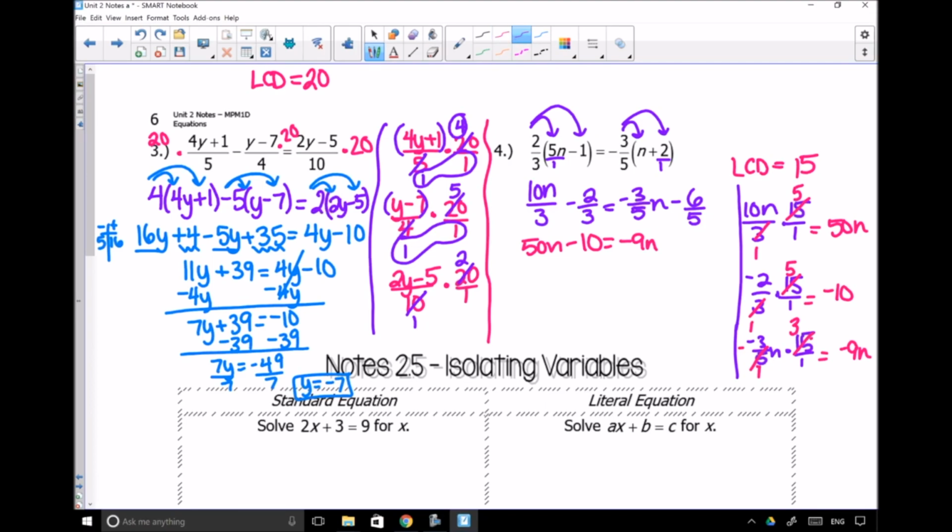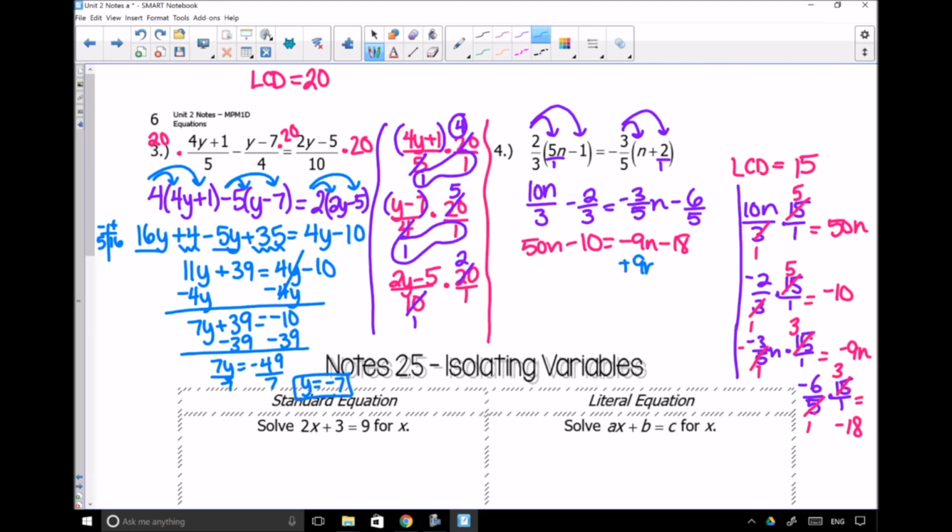Okay, and lastly, my last term that I have is negative 6/5. I'm going to multiply that by 15 over 1. When I look at this right here, 5 and 15 are both divisible by 5. 5 divided by 5 is 1. 15 divided by 5 is 3, so I end up getting negative 18. So I get negative 9n minus 18. Sorry, no n there. Okay, now I just go ahead and solve this equation like a normal equation.